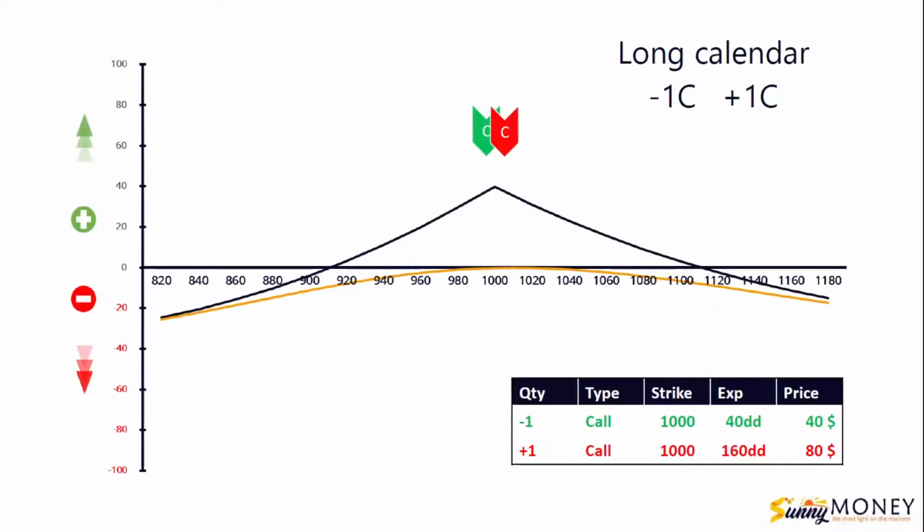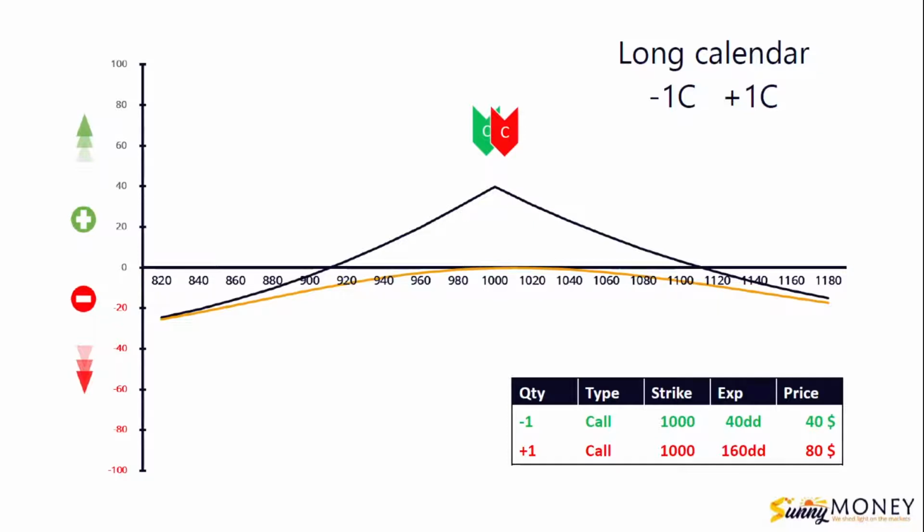The calendar spread is a strategy that consists in the purchase of an option with a longer expiration date and in the sale of an option with a shorter expiration date. In this case, we buy a 160-day call and we sell a 40-day call. This strategy is built using options of the same type, all calls or all puts, at the same strike. The risk profile is the same whether you use call options or put options. Let's focus on the payoff.